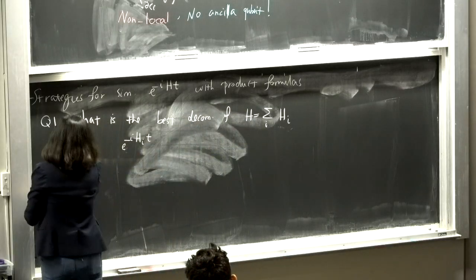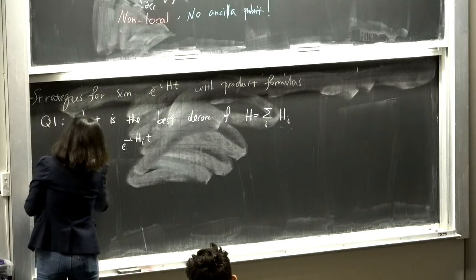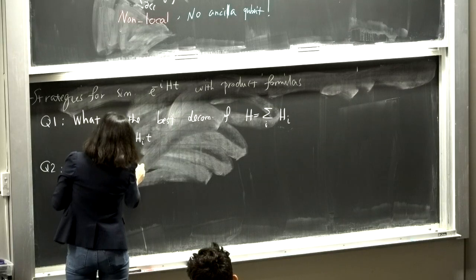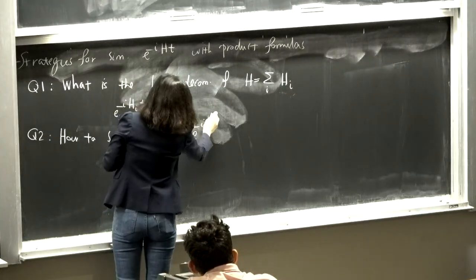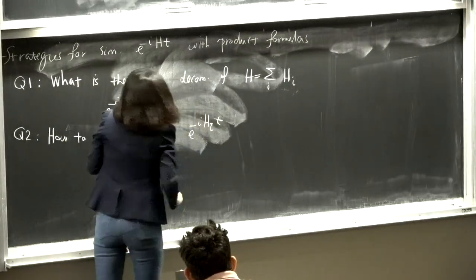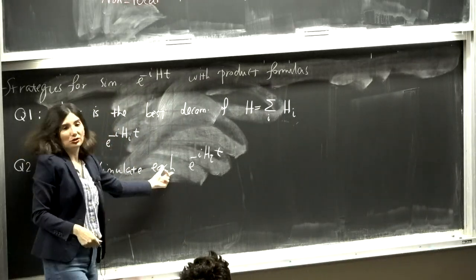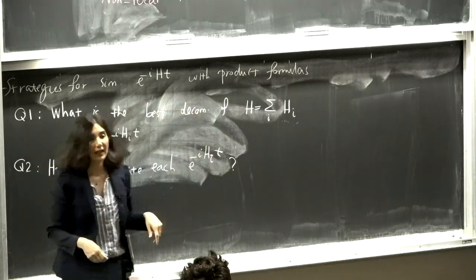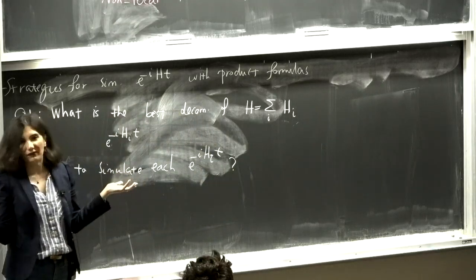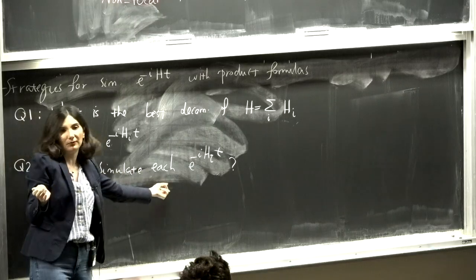Okay? Question number 2: how to simulate each e to the minus iH_i t. Once you figure out what that decomposition should be, you should also figure out how to decompose each of those terms separately. And this is the most non-trivial step of every circuit construction, how to actually decompose this.